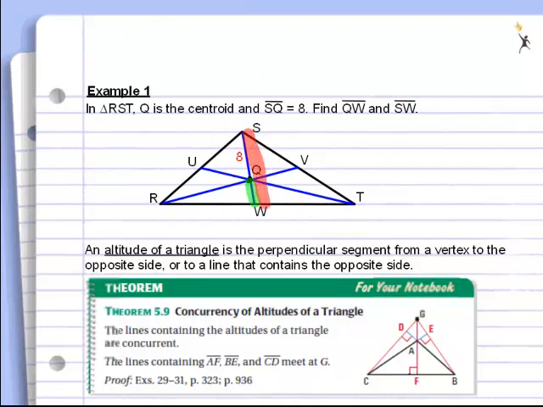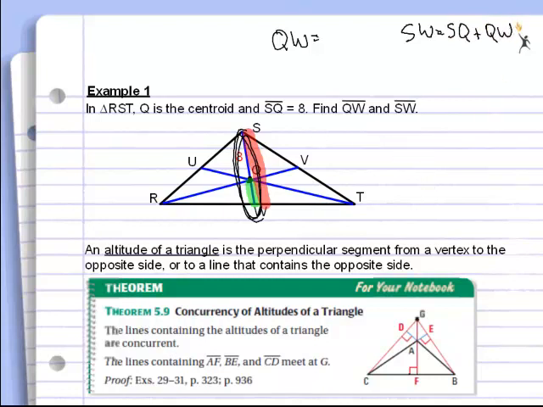Now, in order to find those 2 different things, I need to write 2 different statements. I need to find a statement that I can use to find QW. Then I need to find a statement I can make to write SW. Now, right away I can see that SW is the whole thing. SW is made up of SQ plus QW.